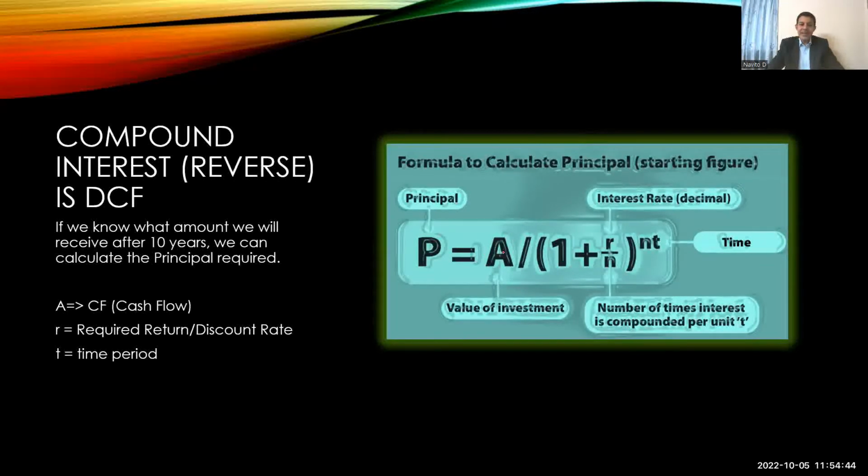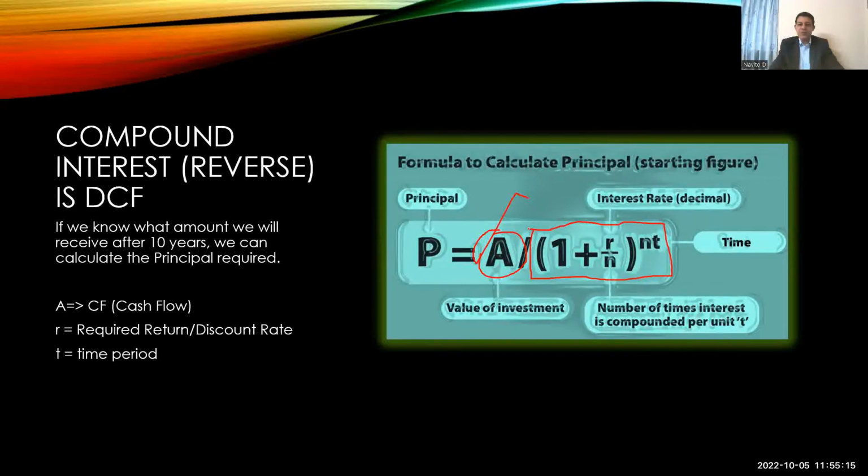So here A is our cash flow. And then we have (1 plus R divided by N) raised to the power of T. This is our discount which we want to apply on the future cash flow to get to know what is the present value which we need to invest to arrive at the future cash flow at that specific rate of return.